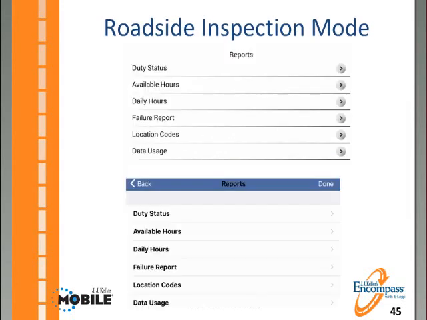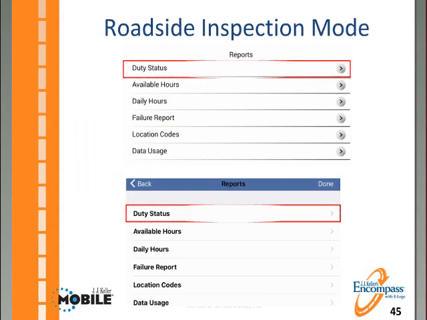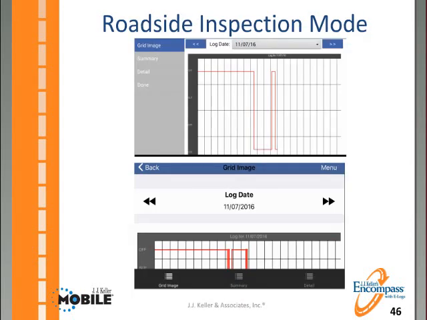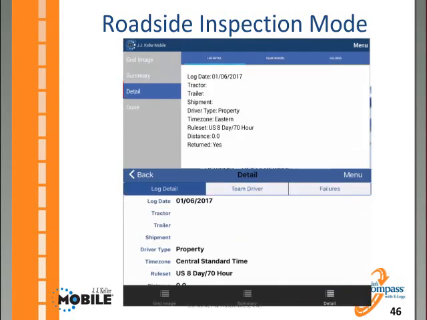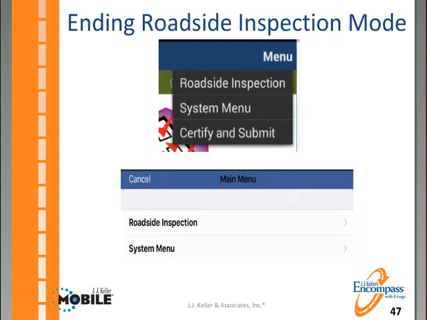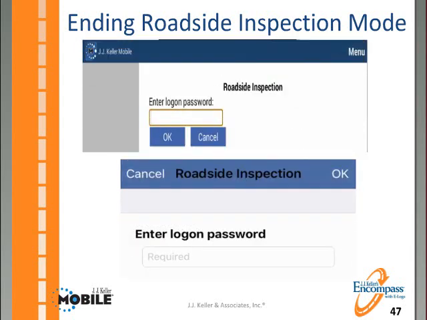Now, the most common report they're going to want to access is the Duty Status Report, in which you're going to be able to view the last 7 days of logs plus today's. Now, from this screen, you can view the summary, as well as the detail reports for each day. And additional information such as locations, rule sets, shipment info, and mileage will also be viewable. Now the driver is going to disable the roadside inspection mode the same way they enabled it, by going to Menu, Roadside Inspection, and then entering in a login password.